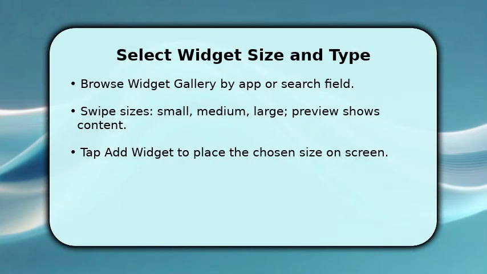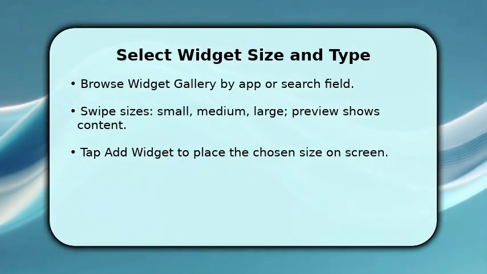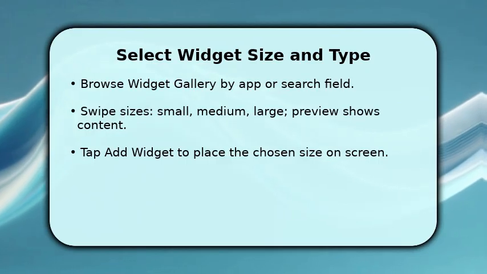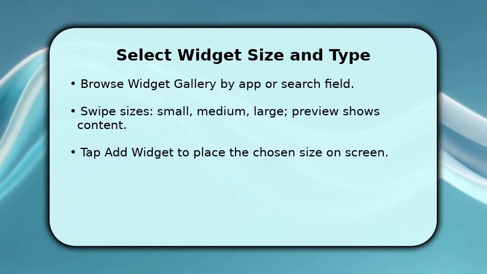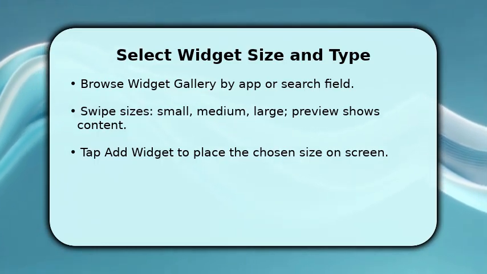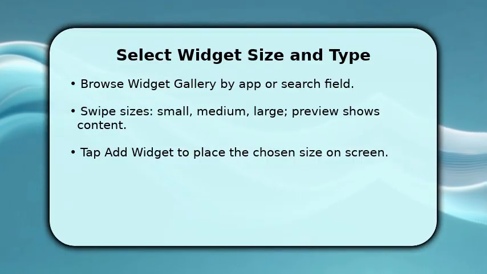In the widget gallery, browse or use the search bar to find the app you want. Once selected, swipe through size options, small, medium, large, and observe the live preview so you know what content appears. Each size displays different data density and layout. Choose one that matches your home screen space.